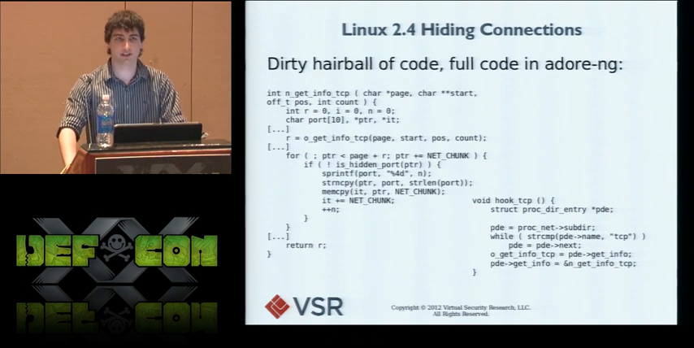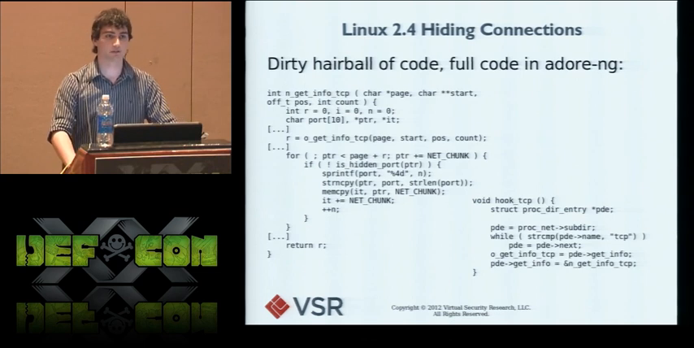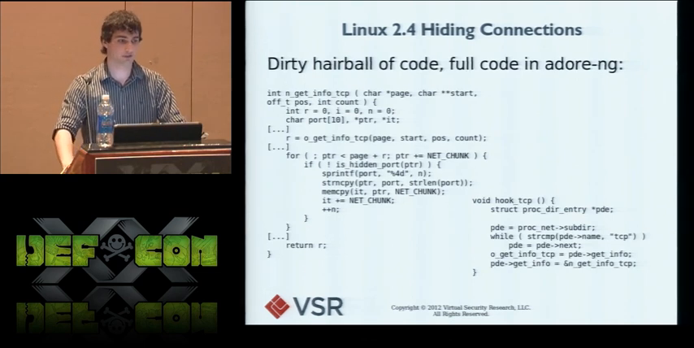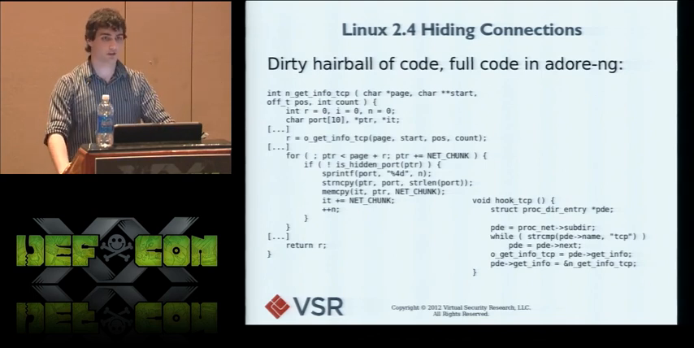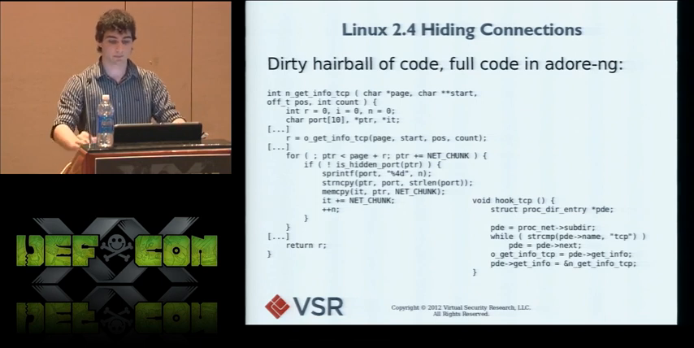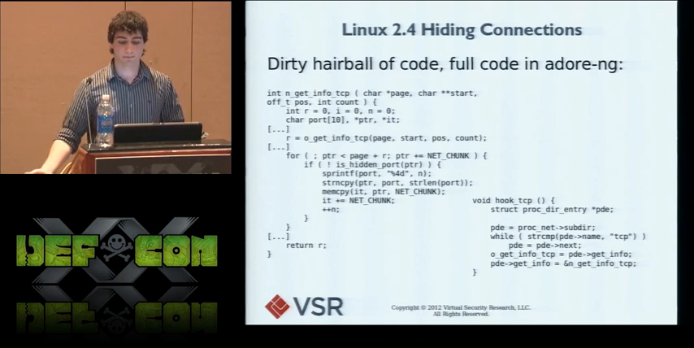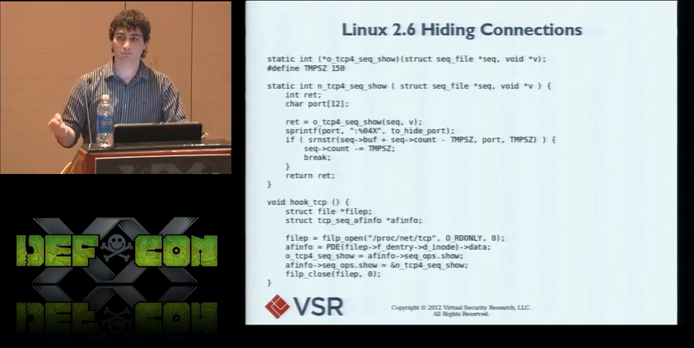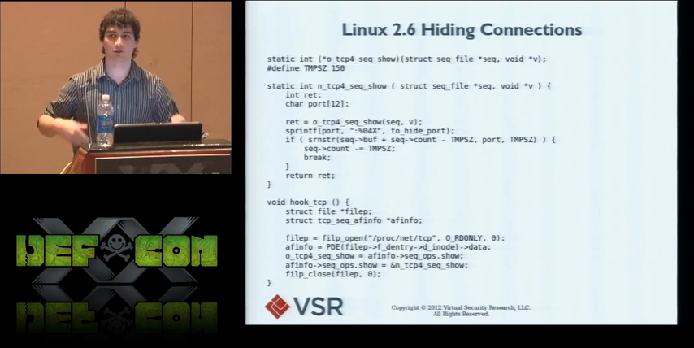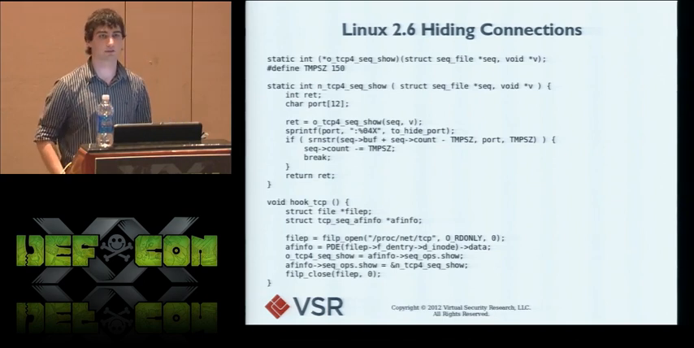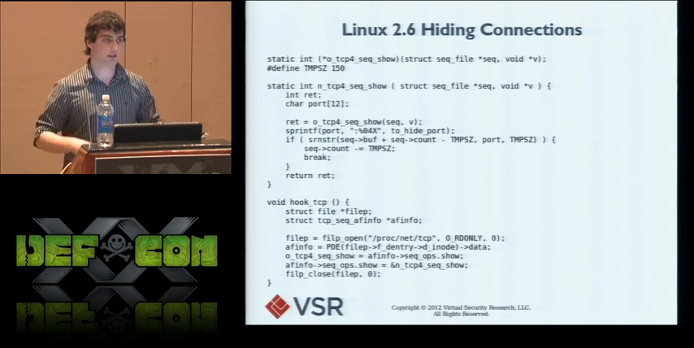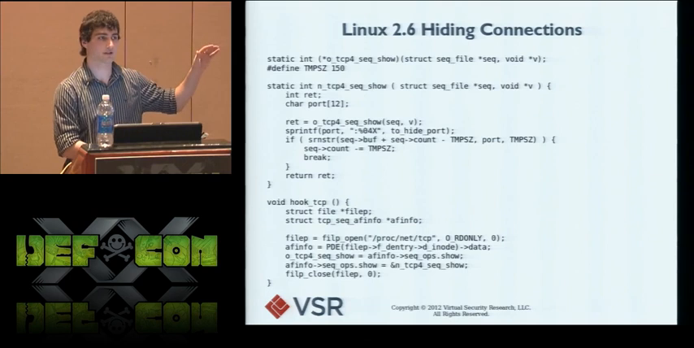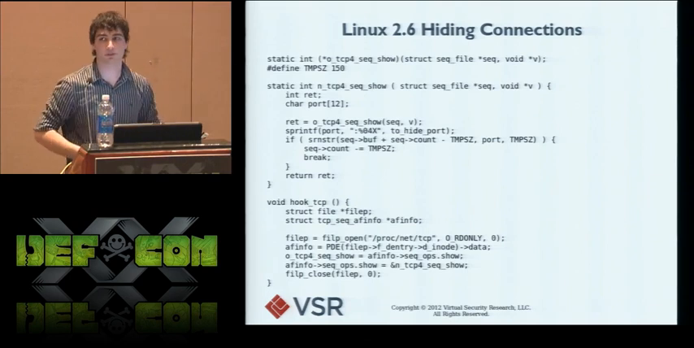Looking at hiding connections in 2.4 is actually a big pain in the butt. Not that you don't know how to do it, but it's just a lot of parsing, a lot of dirty C code that you have to write. Looking at Adore-ng, this is how it's done. It couldn't all fit on a slide, but basically the same concepts apply. Run the original function that returns the information associated with active connections and listening ports on the router, and simply parse out the information that you don't want. So we get the original output of /proc/net/tcp, iterate through and remove any entries that we don't want, and then display it to the user.